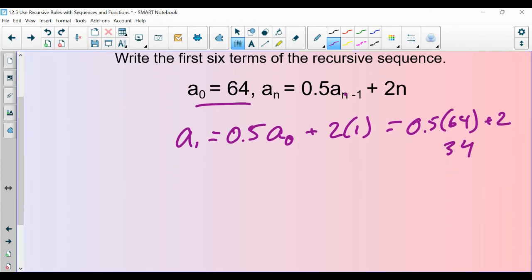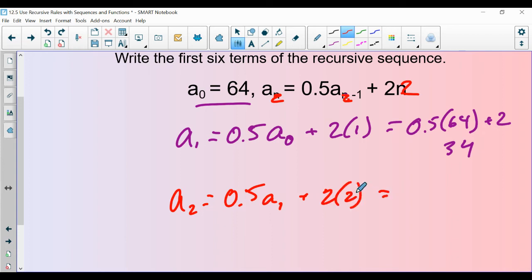And then I could do this again with the next term. A sub 2 is 0.5, and I'm plugging 2 in there, there, and there. That's a full size one, and these ones are in the subscript. 0.5 times a sub 1 plus 2 times 2. I know a sub 1 is 34, so 0.5 times 34 would be 17, plus 4 would be 21.